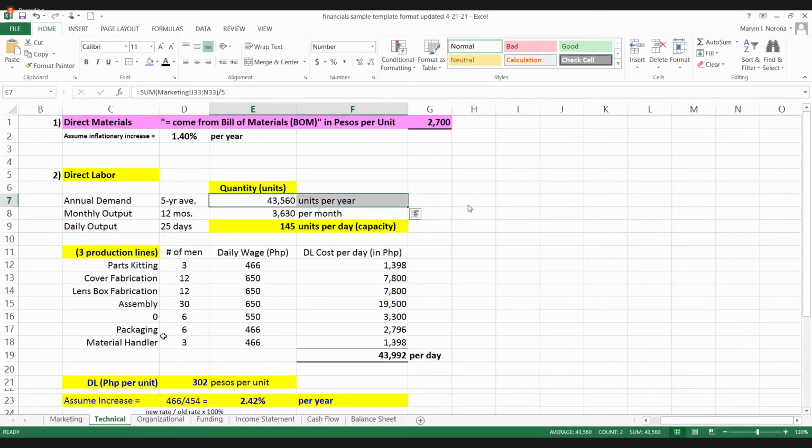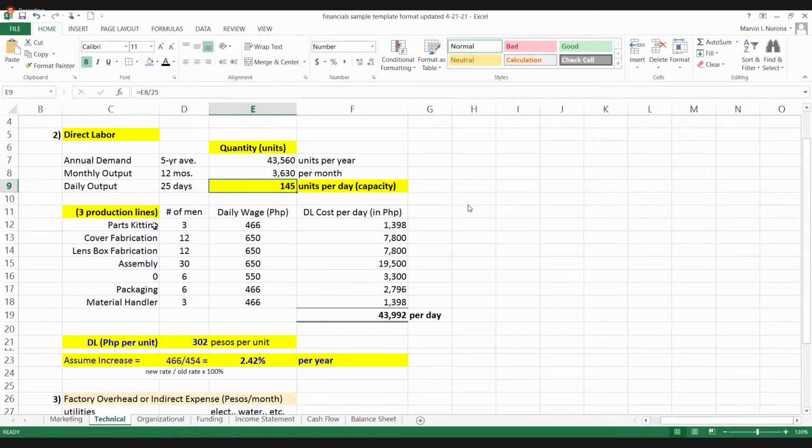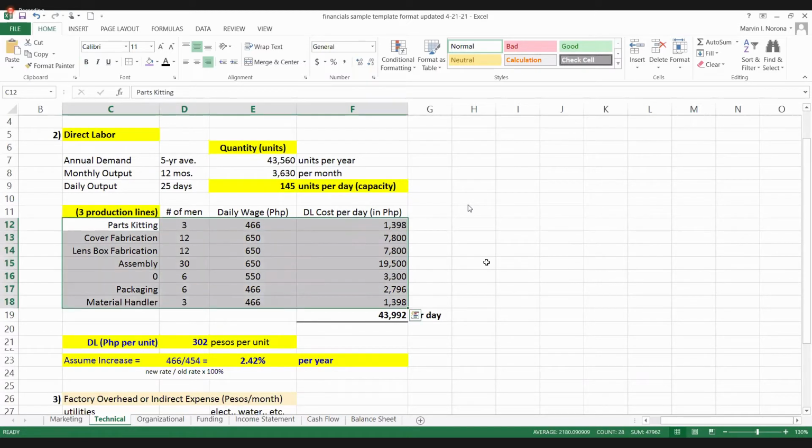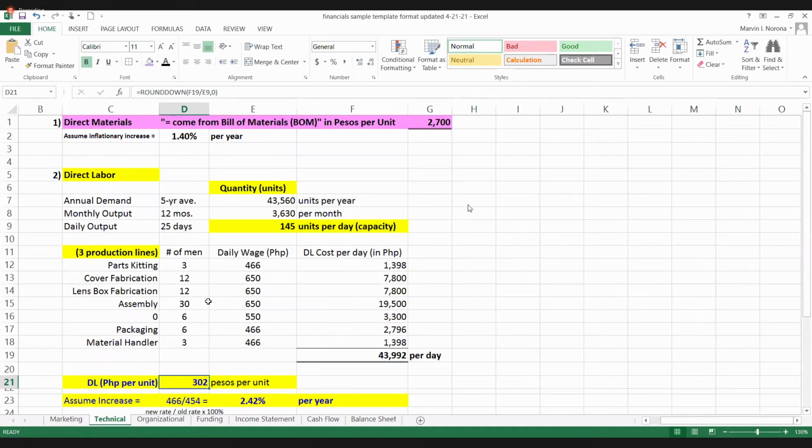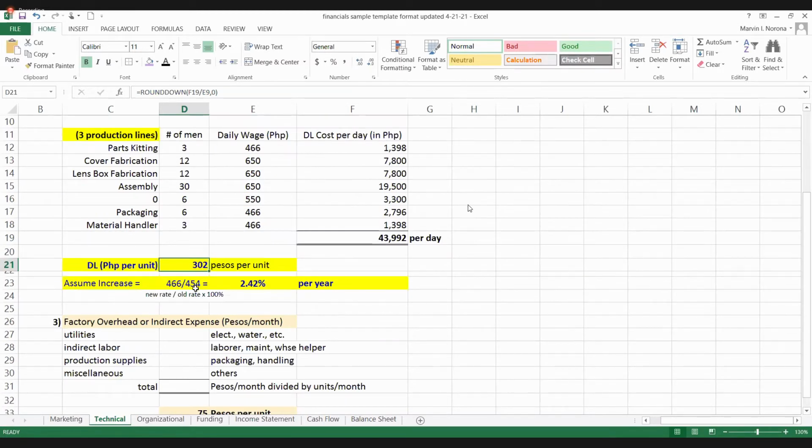And then divide it by 12 and or by 25, you get these numbers from which you will base your labor, direct labor. Okay. And then you will be able to get yung per day niyan. So yung per day niyan makikita rito, you can translate that to per unit. Tapos yung per unit, so just like above, may direct materials, meron ka rin assumed increases per year. Ito yan, 2.42.